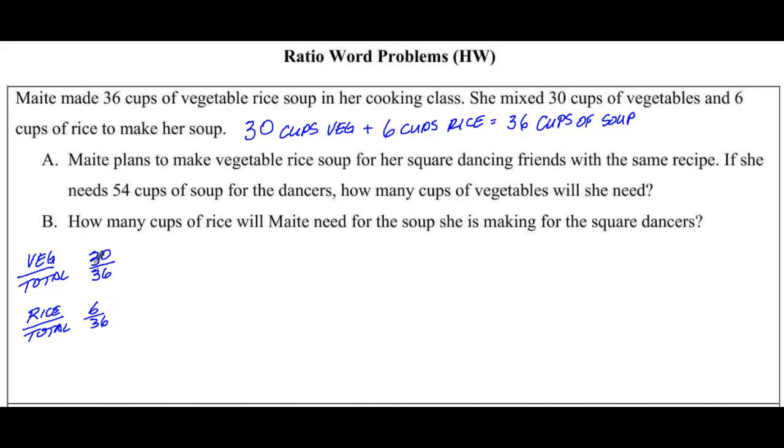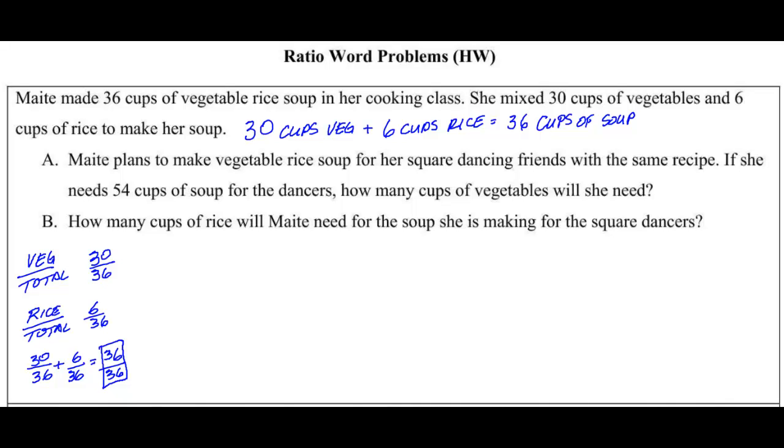Now, one way to tell that we've put the correct numbers in here is to go and look if we take 30 to 36 and we add 6 to 36, we get 36 to 36. That's one whole. We always want to have a whole amount.